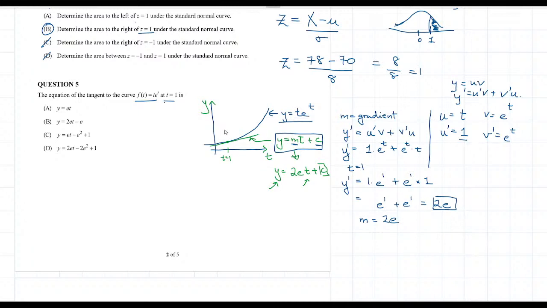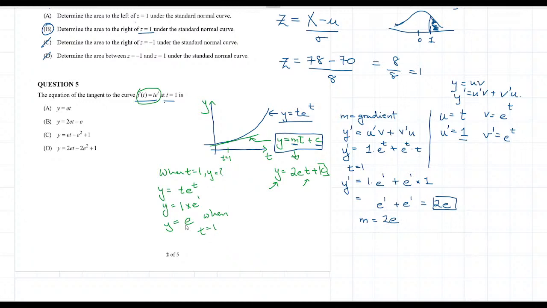For example, when t equals 1, what does y equal? So we've got the equation that y equals te to the t. We're given that here, so we can sub that in. So y equals 1 times e to the power of 1, which is just e. So y equals e when t equals 1.